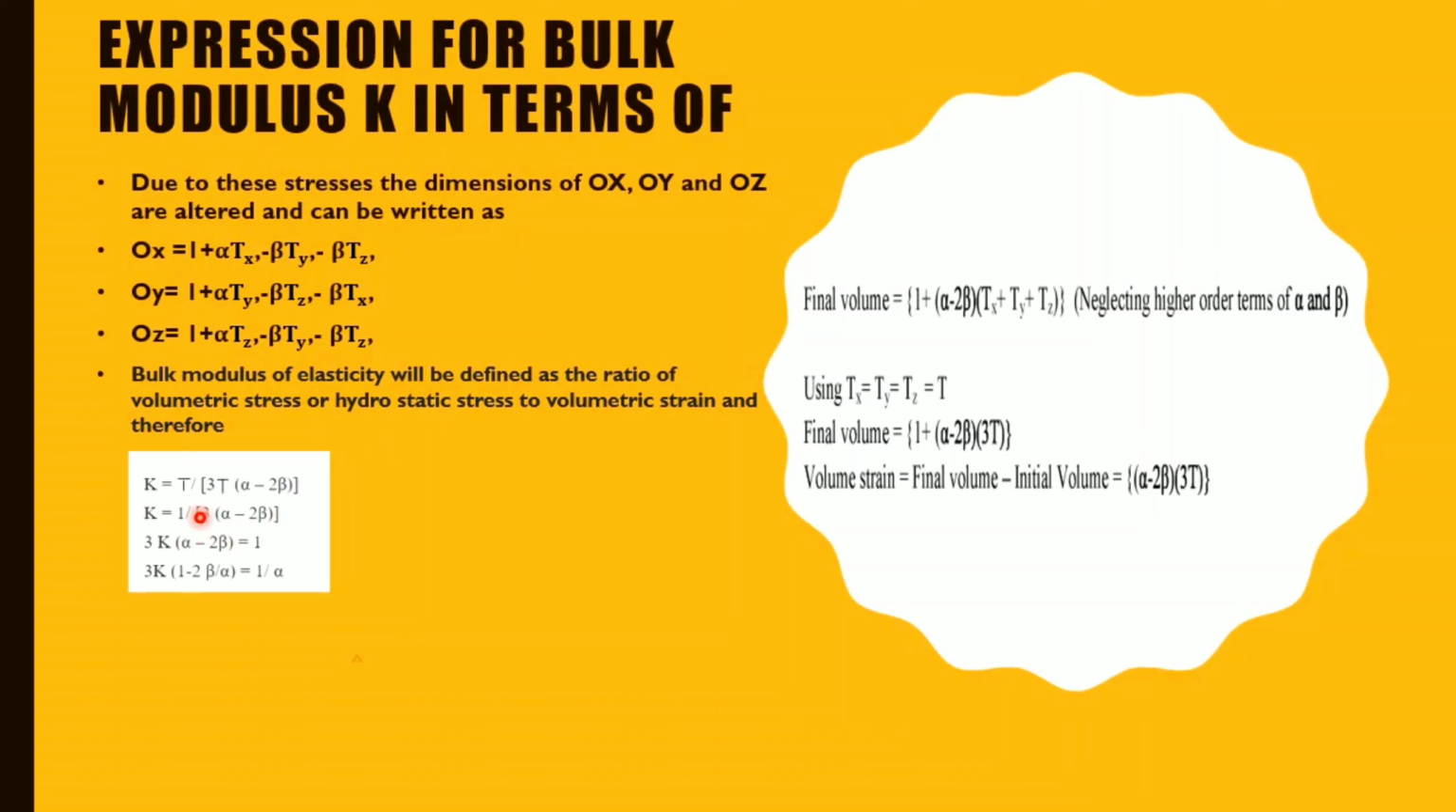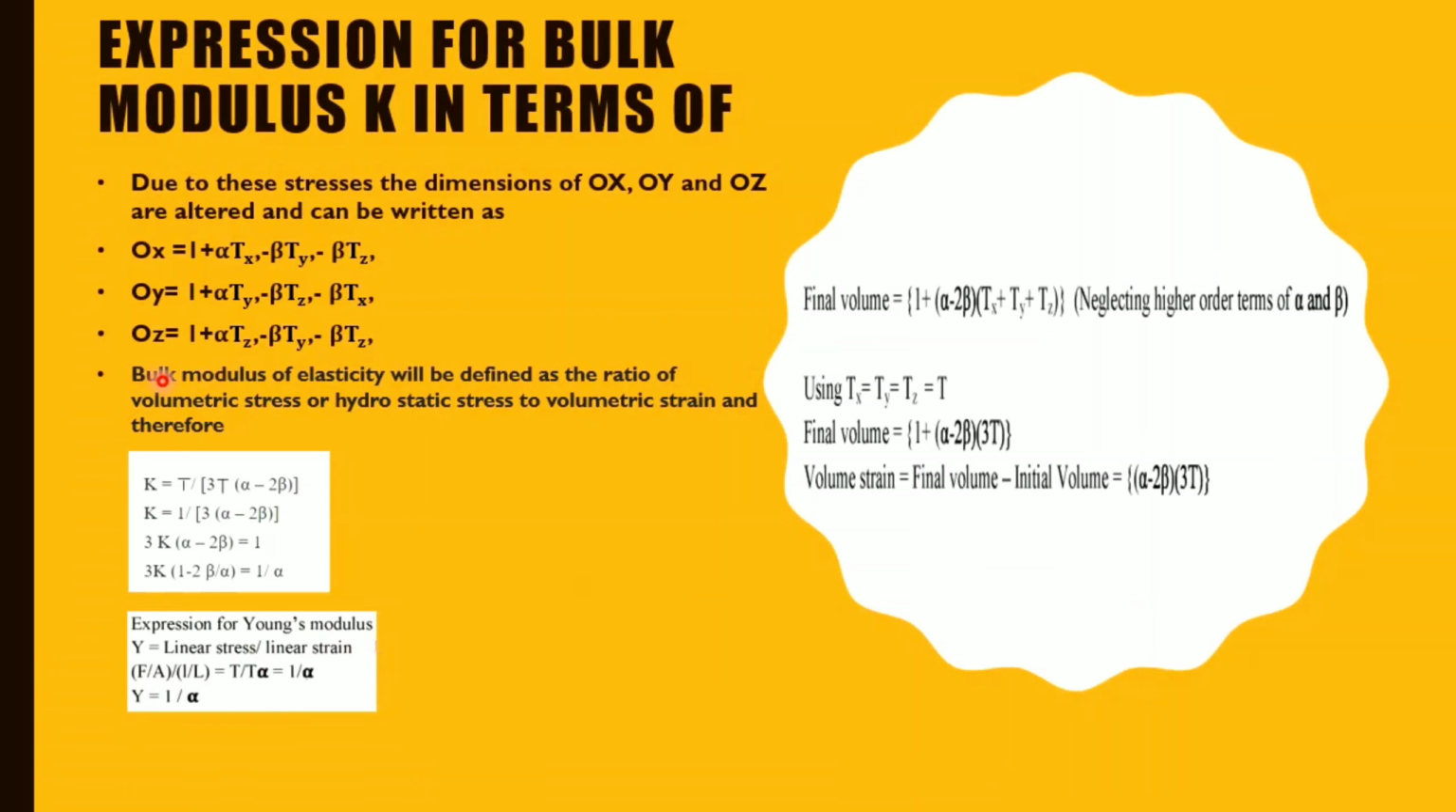Now what happens? We take this to this side. So we got 3k(1 minus 2 beta) by alpha. See, if we divide both of these sides by alpha, we get what? 3k(1 minus 2 beta) by alpha, right? Equal to 1 by alpha. Okay. Now, next, here we get our expression for Young's modulus.